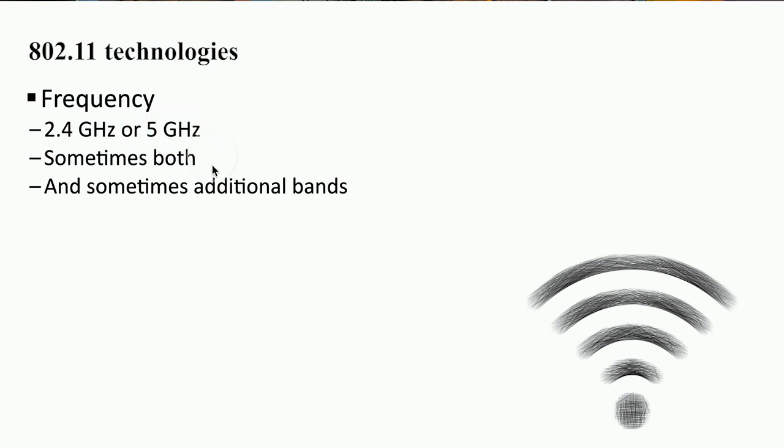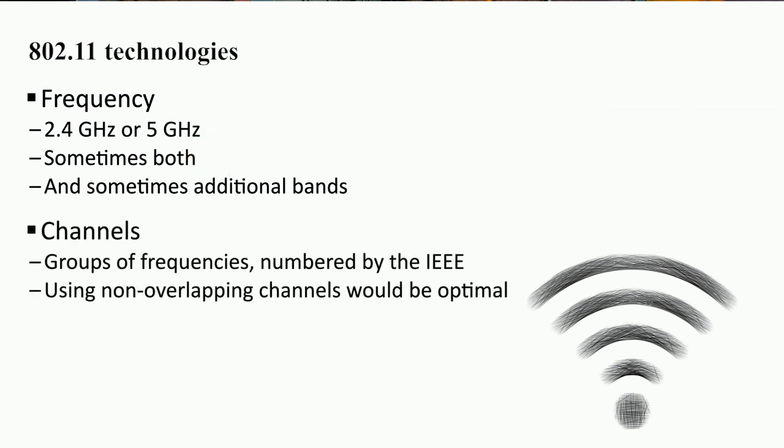You'll typically see 802.11 networks operating at 2.4 GHz or 5 GHz. Sometimes, in certain situations, both methods can be used on the same access point. Some of these standards even support communication over additional frequencies, although this may not be your common scenario.